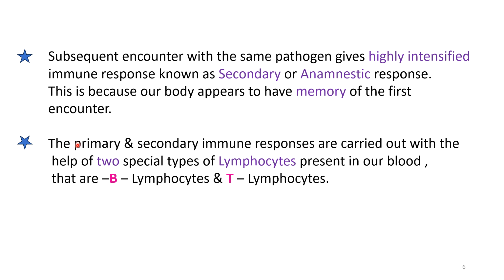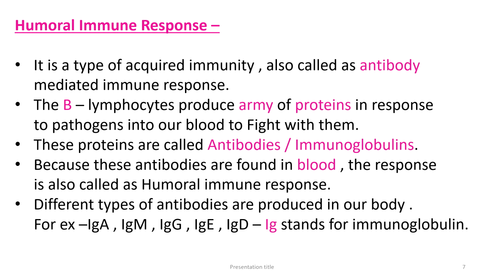Let's move ahead. We have just discussed primary and secondary responses. These responses are carried out with the help of two types of cells, that are B lymphocytes and T lymphocytes. Let's know more about these two pioneers of immunity. The immune response given by B lymphocytes is also known as the humoral immune response. It is a type of acquired immunity.